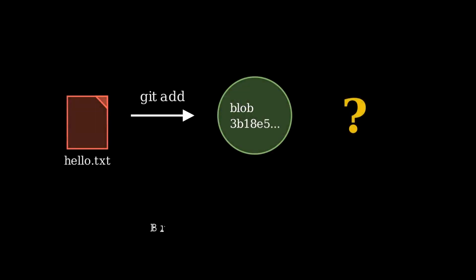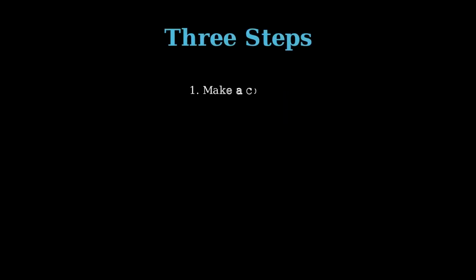Blobs hold content, just bytes, no file name, no folder. So how does Git remember that 3b is hello.txt? 3 steps. 1. We make a commit and watch new object folders appear. 2. We open a tree, mapping file names to blobs. 3. We open a commit, the wrapper that turns trees into history.